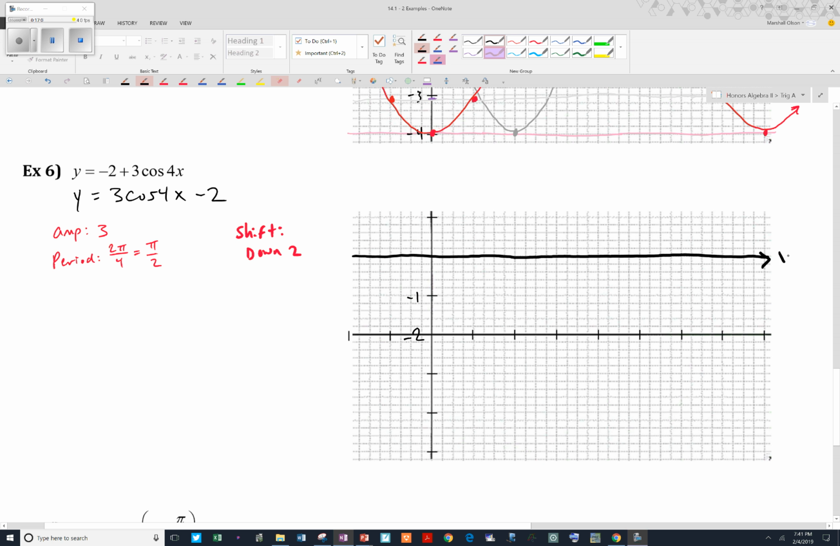Which I don't think is a bad idea to do here because of our amplitude being 3. I'm going to be able to then put that amplitude on there that stretches this graph vertically how I should. So this is going to be 1, -3, -4, -5 right there. And then because my amplitude is 3, from that midline of -2, I need to go up 3, which would put a maximum value of 1, and then a minimum value of -5.